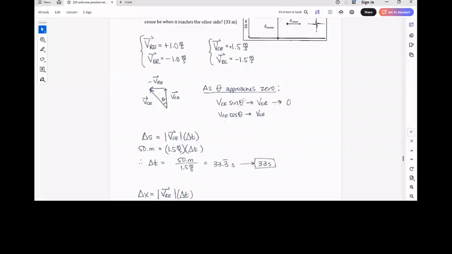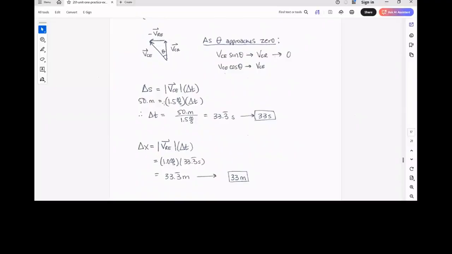What does that mean? That means that VCE sine theta is going to go to VCR, which is going to go to 0. VCE cosine theta, now that's going to approach VCE, which we know is 1.5 meters per second. So again, we're just dealing with a bunch of constant velocities. So I'm going to use the kinematic equation for constant velocity, and I'm going to just subtract S initial from each side. So I just have a delta S being equal to the magnitude VCE times delta t. I know the magnitude VCE because that was given to us beforehand, and it's the same river. So 1.5 meters per second.